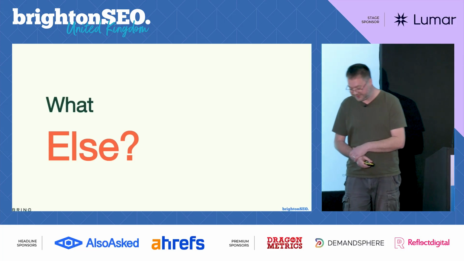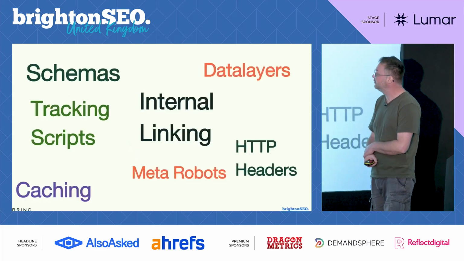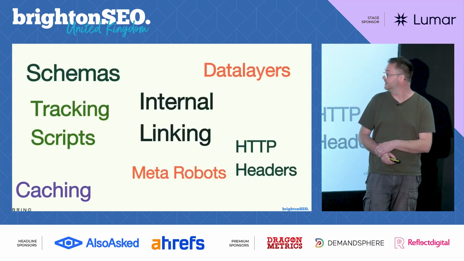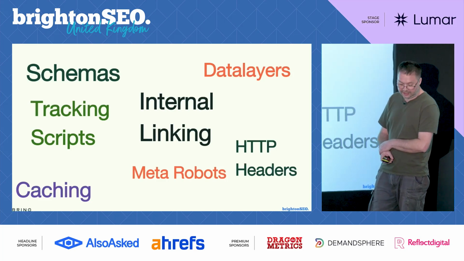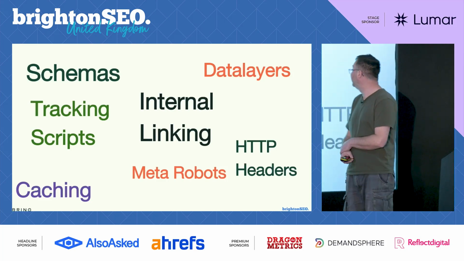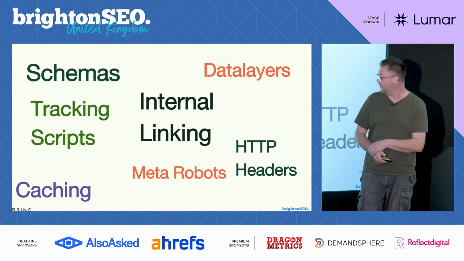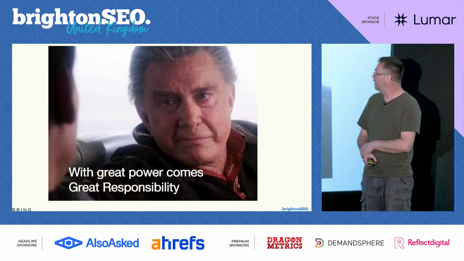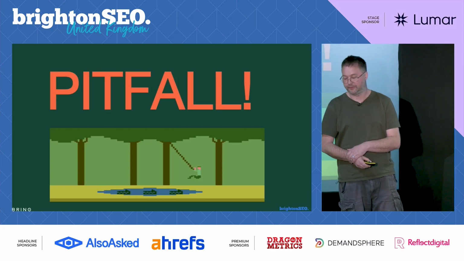Now, when I was researching for this presentation, I was thinking, what else could we use it for? But literally, there's dozens, if not hundreds, of use cases. So you can use schemas, tracking scripts, internal linking, data layers as well, for example. Data layers is usually a bit of a tough one to get over the line. Caching.